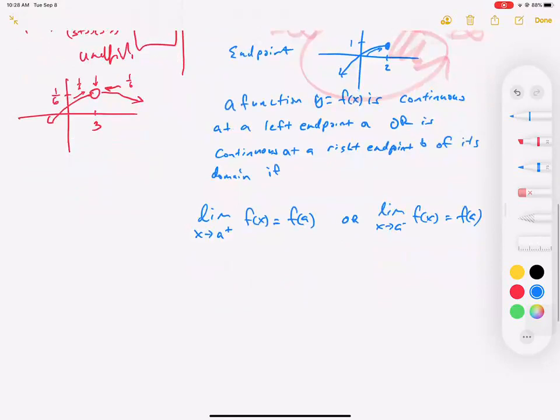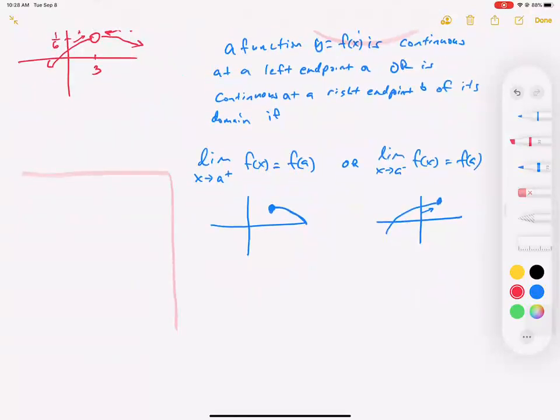And this is what this is really saying. From the right side of the graph, does the graph look like the y value that's supposed to be there? Is the limit the same as the actual value? Now, why do we have to say this? Because you're going to end up with a problem that looks like this. Let me draw in red. Here is my graph, and I'm going to draw you guys a graph that goes like this. Call this 2, 1, and 2.